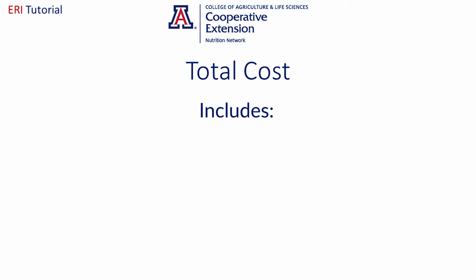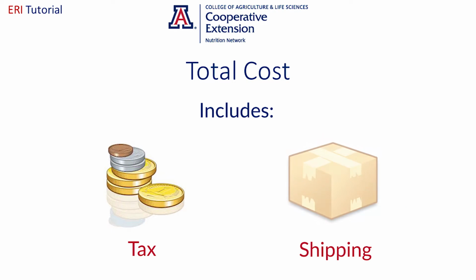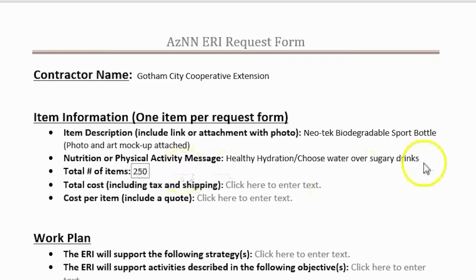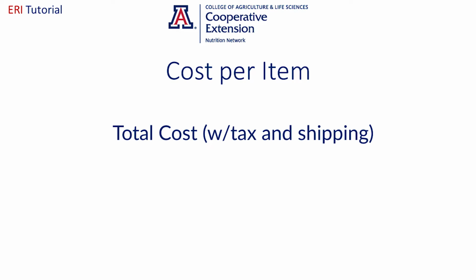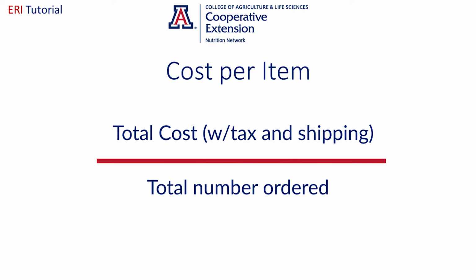Total cost includes tax and shipping, so ensure that you have that information included in the cost. And once again, be sure to split up the item totals accordingly if you are requesting more than one type of ERI. Cost per item refers to the cost of each individual item. ERIs are typically purchased in a bulk rate. If the quote does not give you a price per item, divide the total cost by the amount of ERIs purchased to get the price per item.